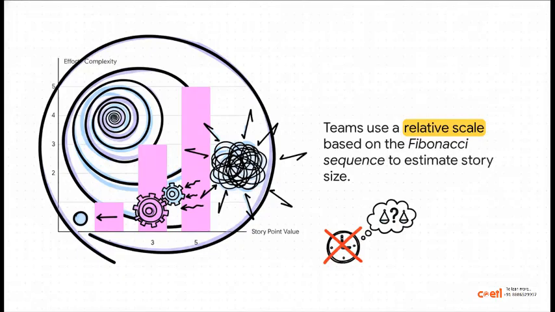Now, to assign these points, a lot of teams use a scale that's based on the Fibonacci sequence, 1, 2, 3, 5, 8, and so on. The reason for this is that the gaps between the numbers get bigger as they go up. It forces teams to think in broader, relative terms. A 1 is super simple. A 5 is way more complex. It helps them avoid getting into silly arguments over whether something is exactly 7 hours or 8 hours of work.